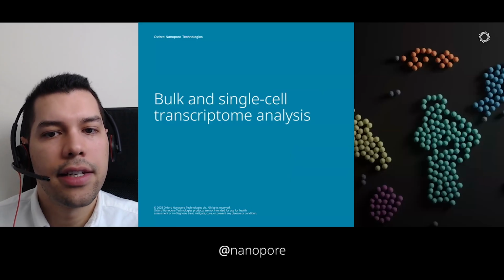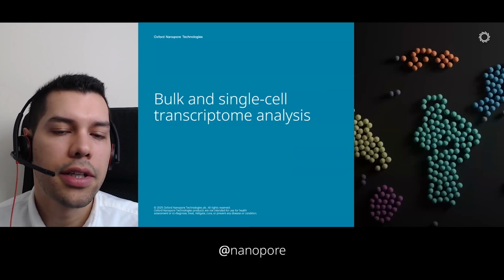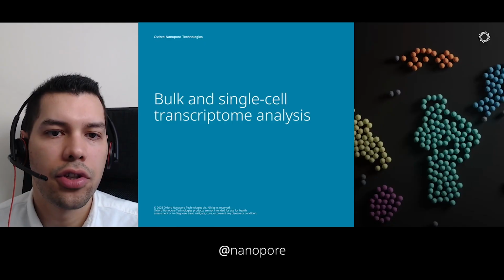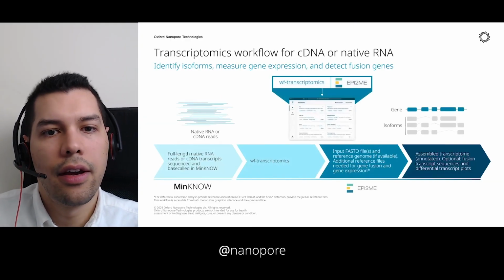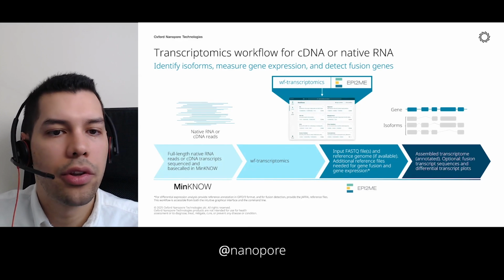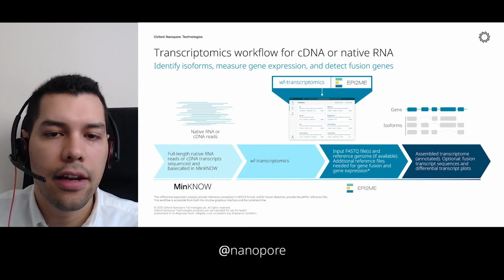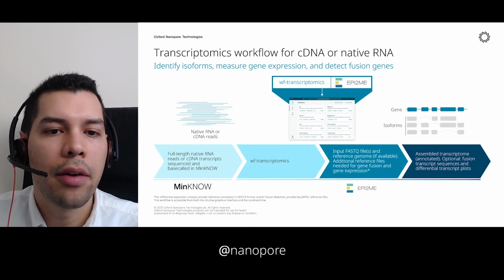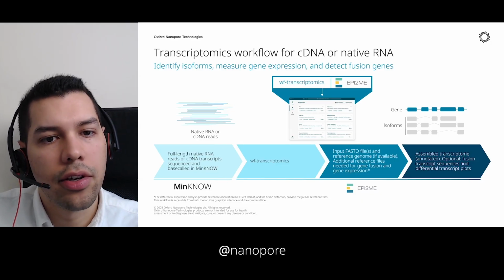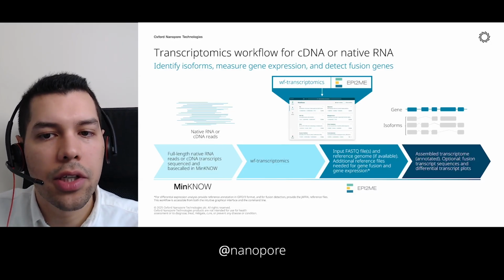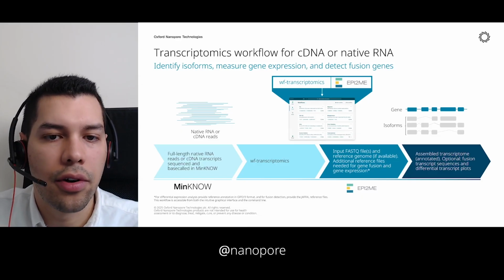If you're looking at analyzing transcriptomes at the bulk or single cell level, Epitome also offers two workflows for this. If you're looking at bulk transcriptomes, whether you're sequencing cDNA or native RNA libraries, Epitome offers a specific workflow for this. After sequencing and basecalling your libraries, you can run the transcriptomics workflow in Epitome through the graphical interface.